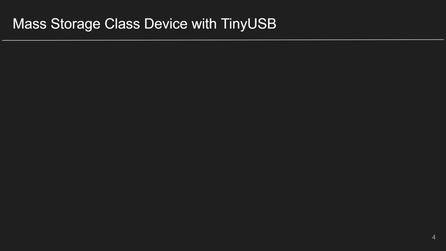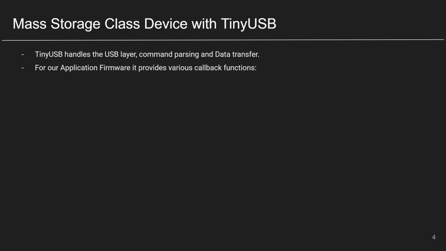Now let's see how TinyUSB helps us. TinyUSB takes care of the low-level USB communications. It handles how data is sent, received and managed between the host and the device. For our application firmware, TinyUSB provides several different callback functions that we have to use. First is device identification status callbacks. Under this, we have the inquiry callback function. Using this, we need to provide the vendor ID, product ID and revision to the host.